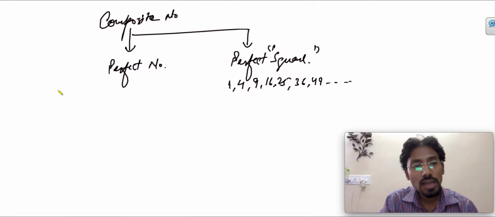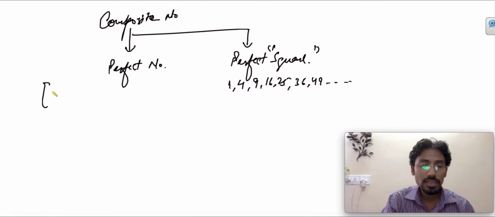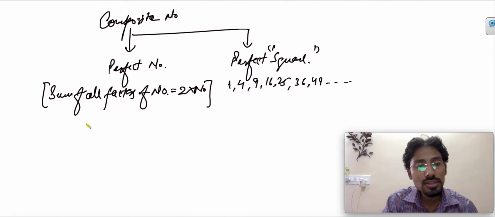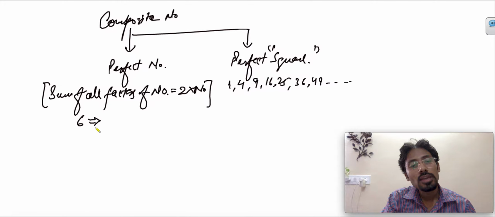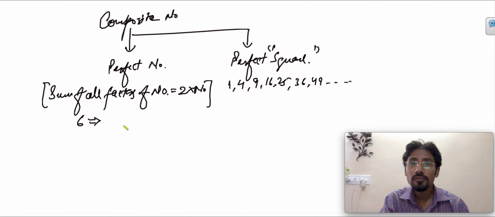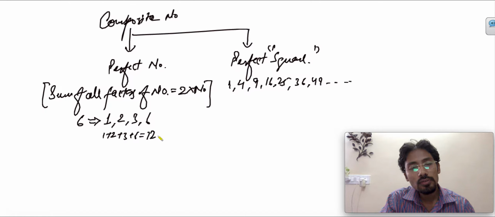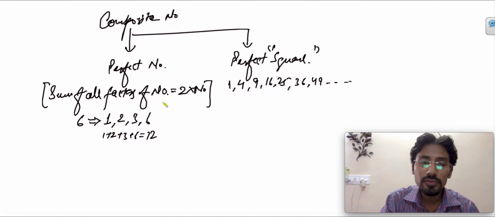Perfect numbers, on the other hand, are some specific numbers. These numbers are defined in a way that the sum of all factors of the number is equal to twice the number. Let's understand this through some examples. If we start from 6, we can think of the factors of 6. Whenever you are thinking about factors of any number, it's very important that you think about them in increasing order, starting from 1, and you stop at the number itself. So 1, 2, 3, and 6 are the factors of 6. If you add them up, 1 plus 2 plus 3 plus 6 becomes 12, which is twice the number. Hence, 6 is a perfect number.